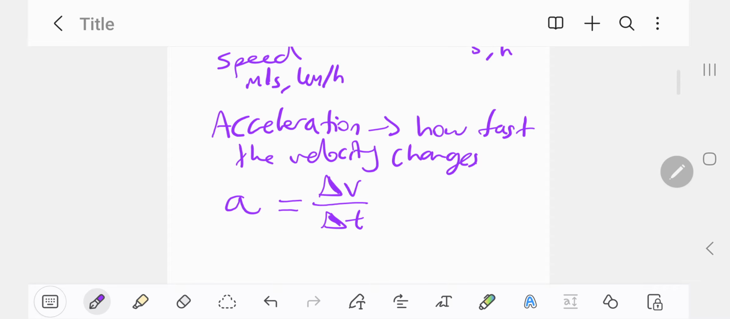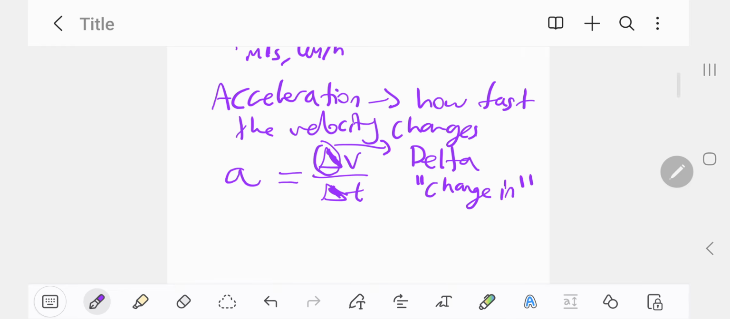Some of you might be thinking, what on earth is this triangle thing? This is the Greek symbol, capital delta. Think of a river delta from geography studies. A delta is a triangle shape. Delta means, in maths and physics, change in something. So the delta v means change in v, change in speed, or velocity in this case. And the delta t means change in time.